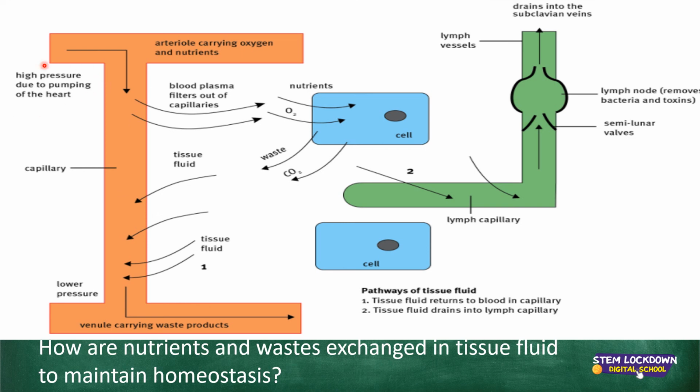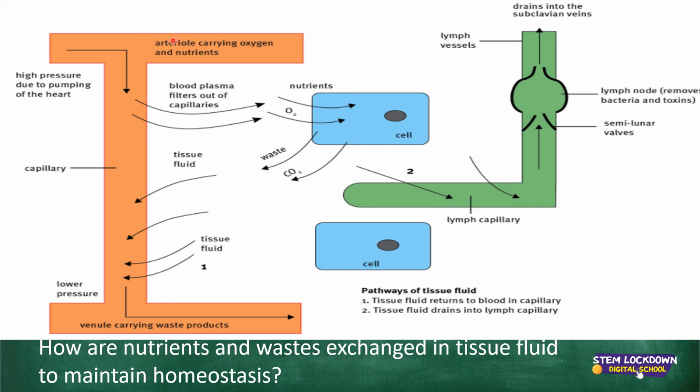Then here at the very top, there's high pressure due to the pumping of the heart. Down there, there is low pressure due to the movement of these. Then it's the capillaries. At the very top here, you have the arteriole, which is carrying oxygen and the nutrients. So you remember, the arteriole is carrying the oxygen and nutrients.